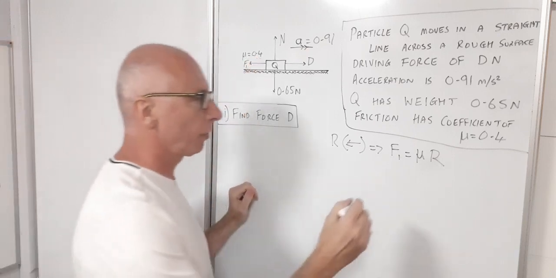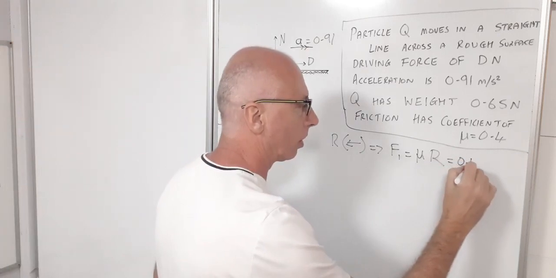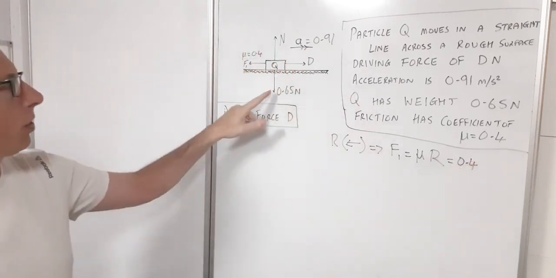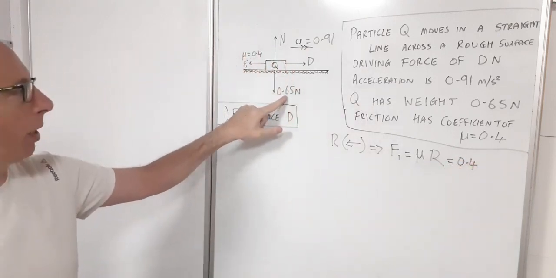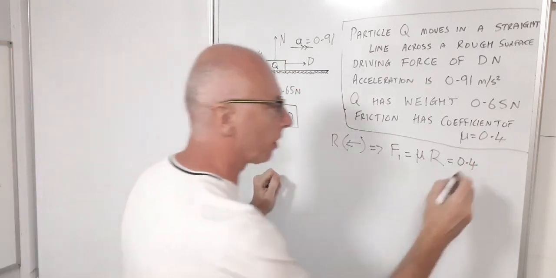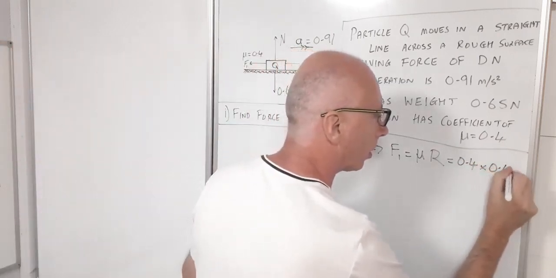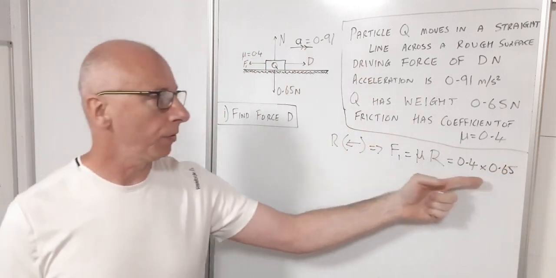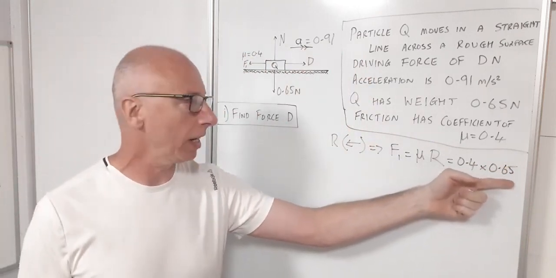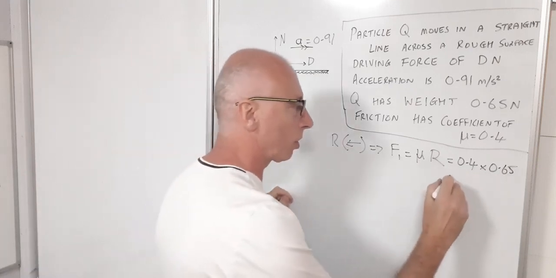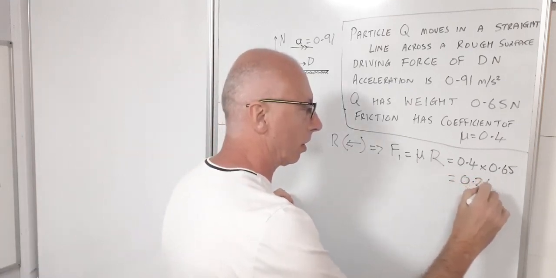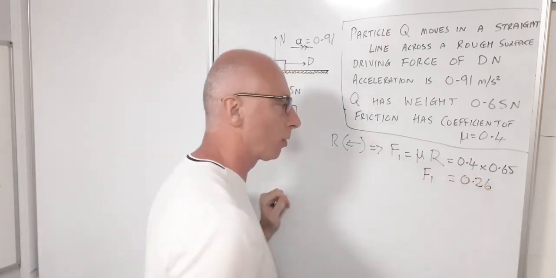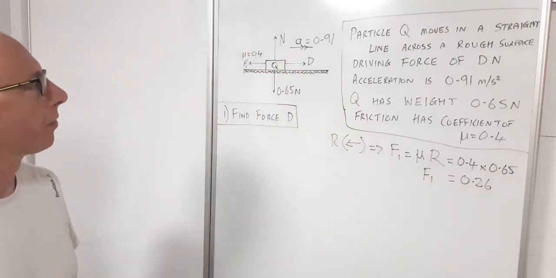Resolving in this direction, we get force 1 equals the coefficient of friction multiplied by the resolving force in that direction. So what have we got? 0.4 is the coefficient of friction, and the force acting on the box or particle is 0.65. So what is force 1? Well, 0.4 times 0.65, put that in our calculator, we get 0.26. So force 1 equals 0.26.